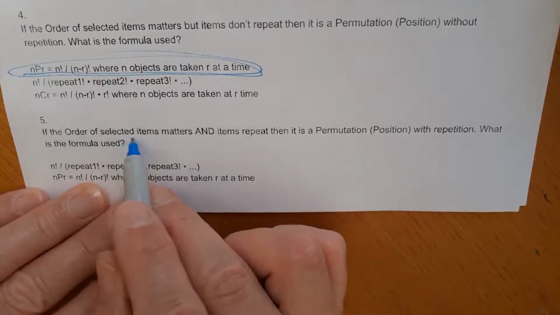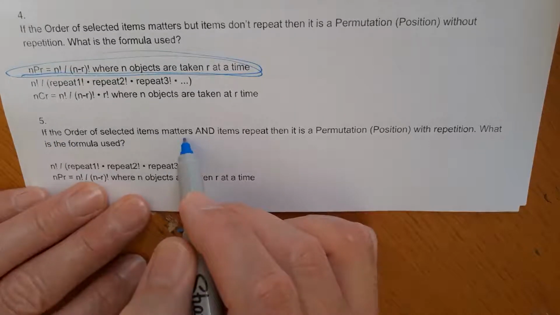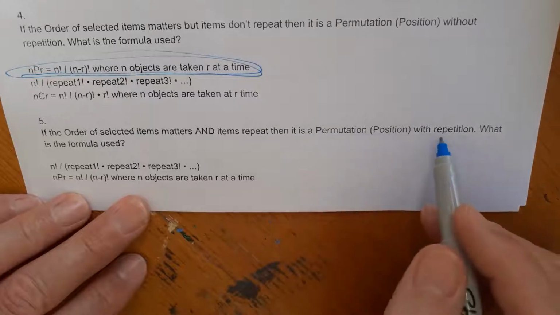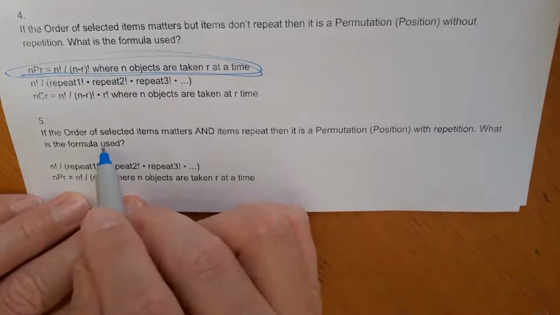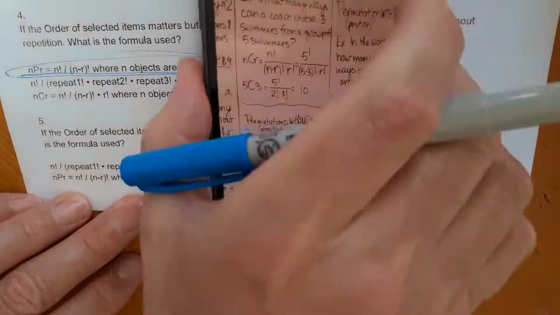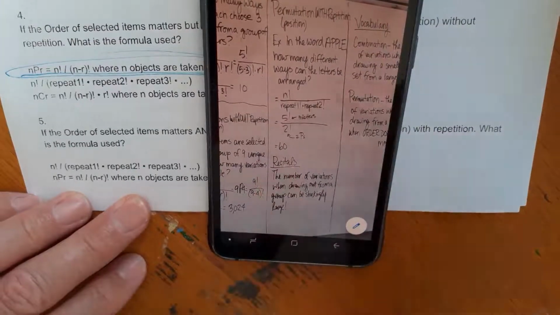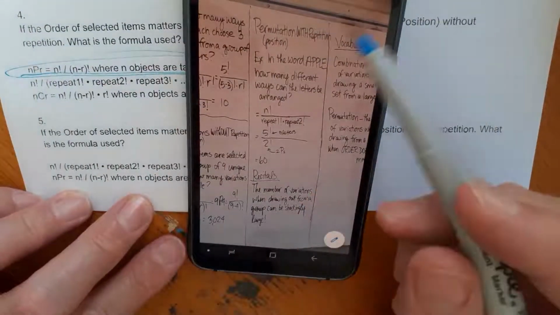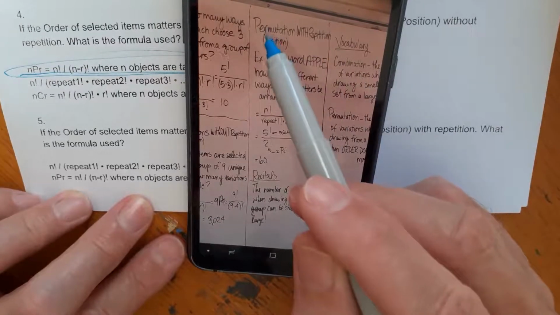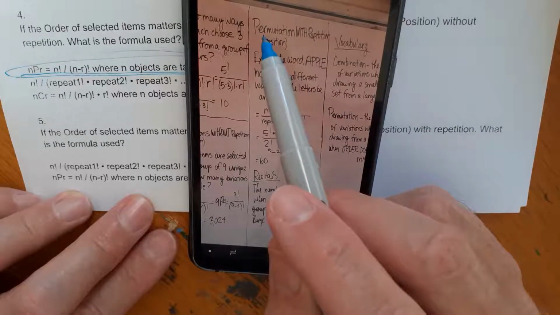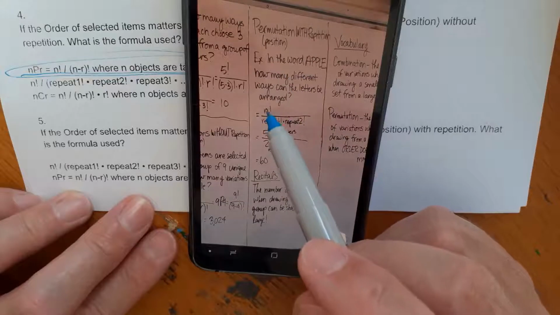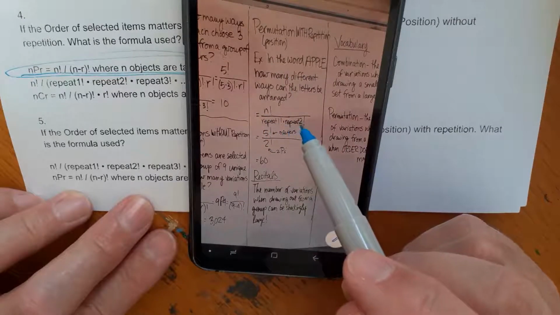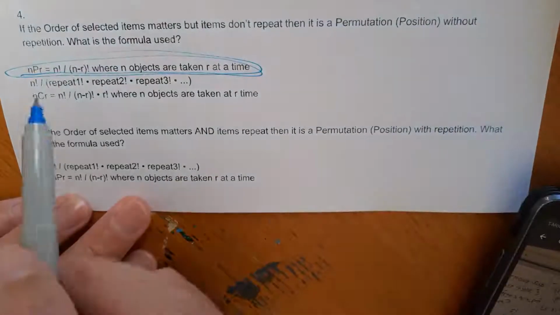If the order of selected items matters, so I now know it's a permutation, and the items repeat, it's a permutation with repetition. That's what repetition means, to repeat. What's the formula? It's not the prior one we did. It's the other one, looking at our notes, which we're going to use to help us. Oh, I'm reading it wrong. I was about to say that's wrong, but I read it wrong. Permutation with repetition: n factorial over repeat 1 factorial, repeat 2 factorial. I'll show you what that is in a minute. Okay, so this formula right here. Let's keep those in mind as we go and do a few problem sets.